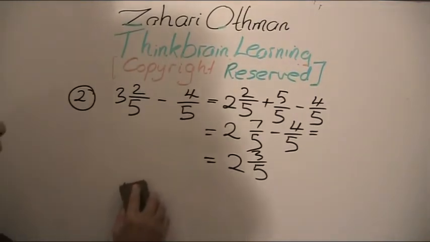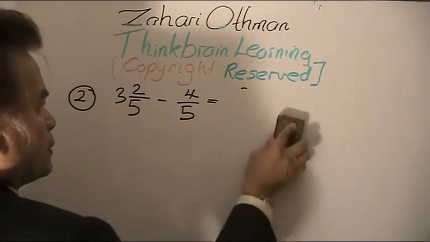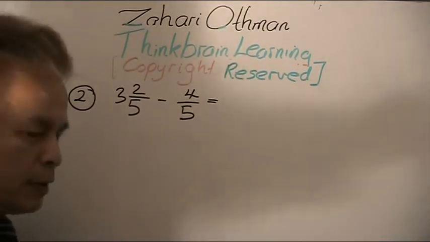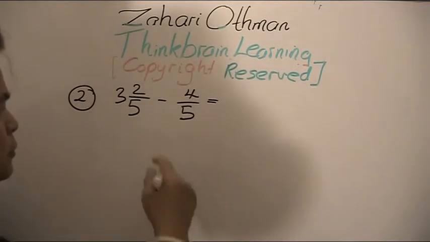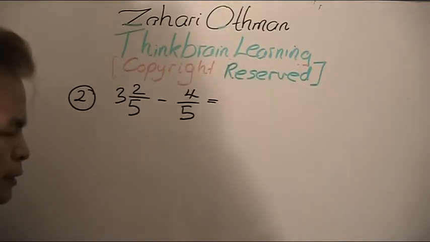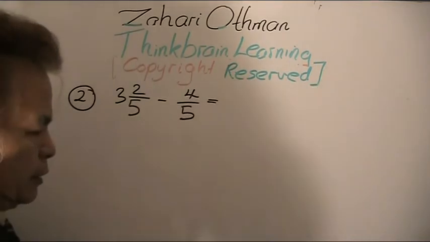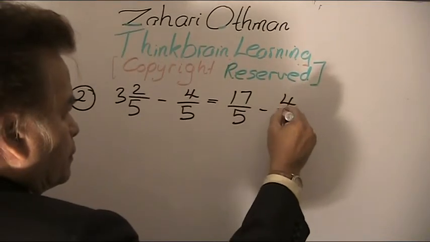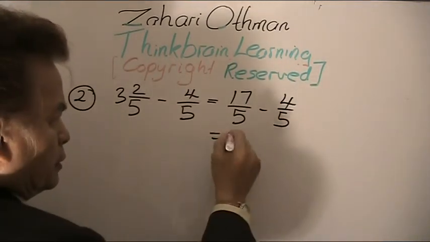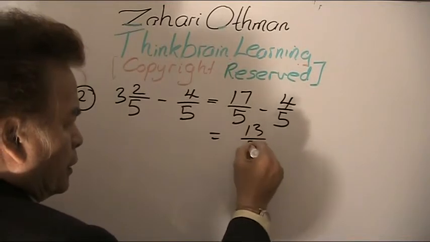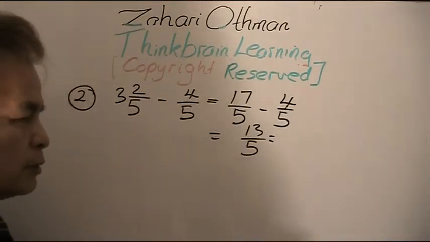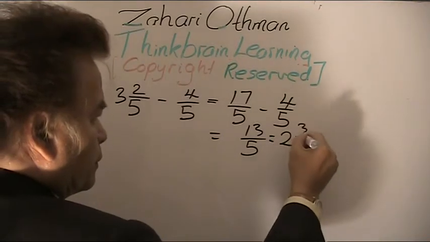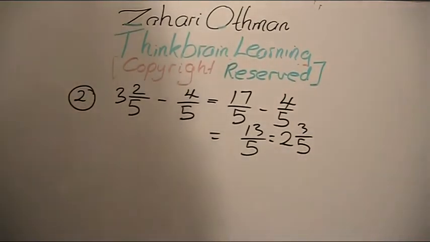Okay, the next method is by changing this to an improper fraction. So that will give you 5 times 3, 15, 15 plus 2, 17. So that is 17 over 5 minus 4 over 5. That is 17 minus 4 is 13 over 5. That gives you what? 2, 3 over 5. Alright. So that is the second method.